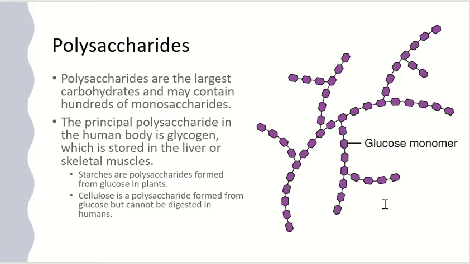All right. So then polysaccharides, like we said, are going to be the largest of those carbohydrates, and they are going to contain hundreds of those little monosaccharides all linked together. So the principal polysaccharide that we find in the human body is going to be glycogen, and this is going to be stored primarily in the liver, as well as in the skeletal muscles. So starches are going to be polysaccharides from glucose in plants, and then cellulose is a polysaccharide that's formed from glucose, but it can't be digested by humans. So like I said, great source of fiber, clears out those intestines, but not super energy dense for us as people.